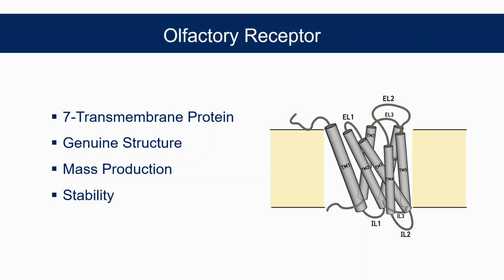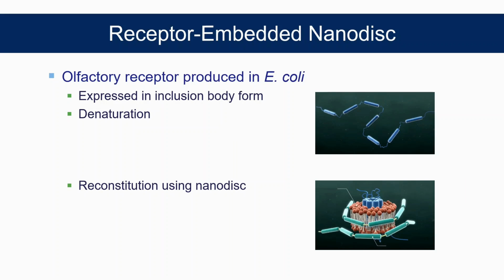And we need mass production and high stability for the sensor material, for the practical sensor. So in order to meet all these requirements, we can use the receptor-embedded nanodisk technique. This olfactory receptor protein can be produced in an E. coli system, that is a bacterial system, for mass production, but unfortunately it is expressed in inclusion body form, that is aggregated form. So we need to denature it first by using a detergent like this. Then we need to make a reconstitution using this nanodisk technique. Because this is a membrane protein, we need to provide a membrane environment using this nanodisk technique.